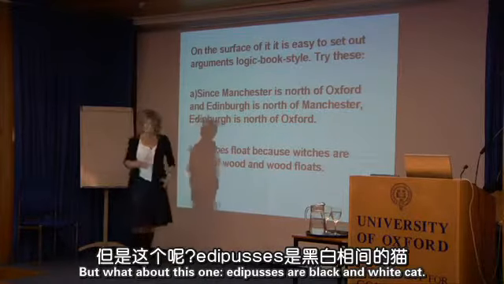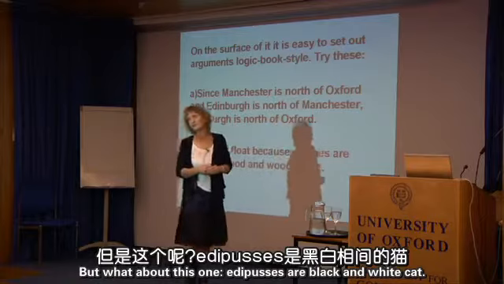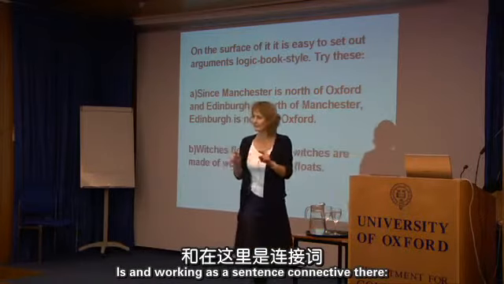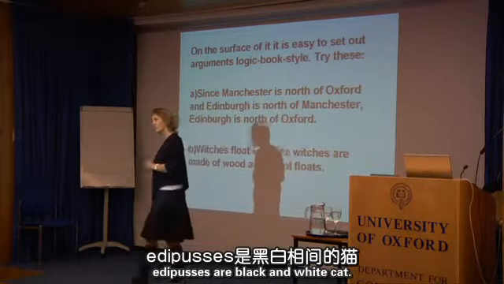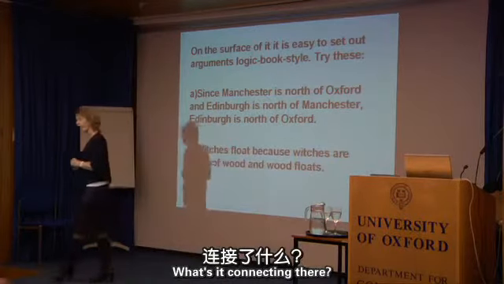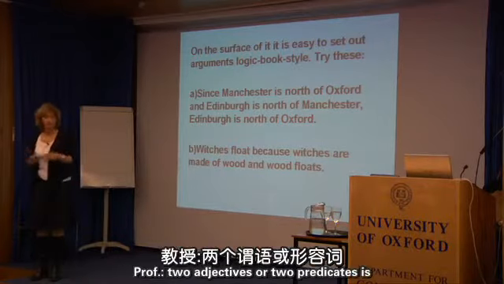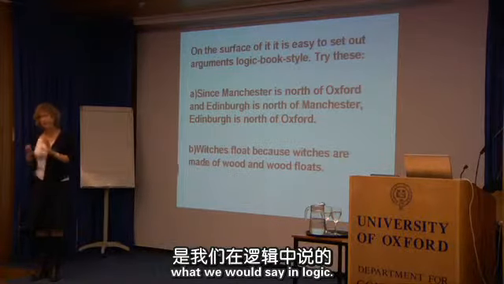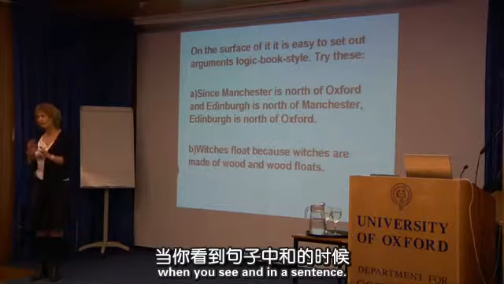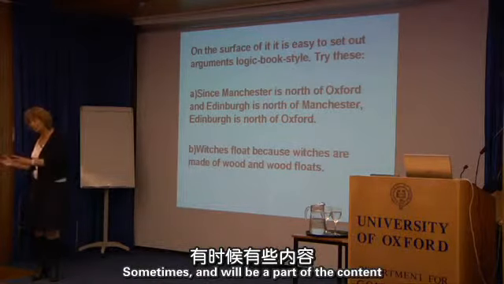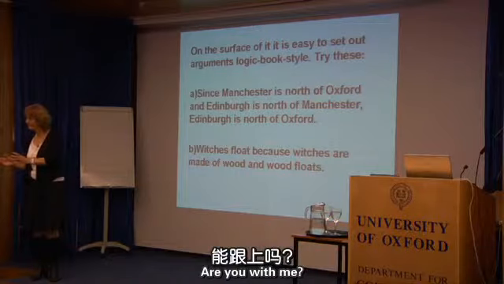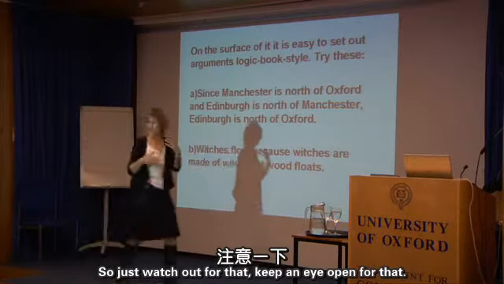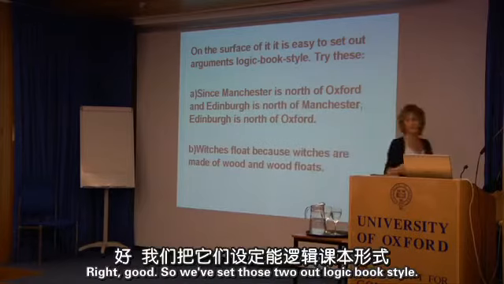But what about this one? Oedipus is a black and white cat. Okay, is "and" working as a sentence connective there? Oedipus is a black and white cat. What's it connecting there? Two adjectives or two predicates, as we would say in logic. So you've got to be a bit careful when you see "and" in a sentence. Sometimes "and" will be part of the content if it's not combining two sentences but two predicates. Are you with me? So just watch out for that. Keep an eye open for that.